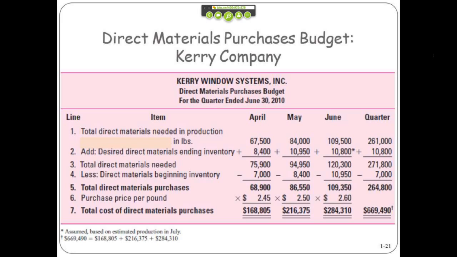So here could be a purchases budget for Kerry. They require 3 pounds of materials for every item produced. So in May we said they're going to produce 28,000 units of production. They require 3 pounds per unit, so that's 84,000. In April it was 22,500, I believe. That's times 3 to get 67,500.